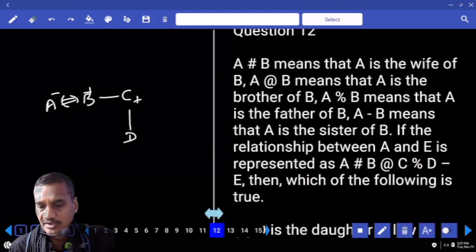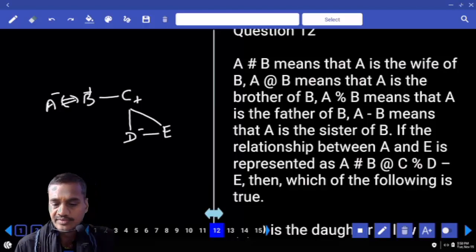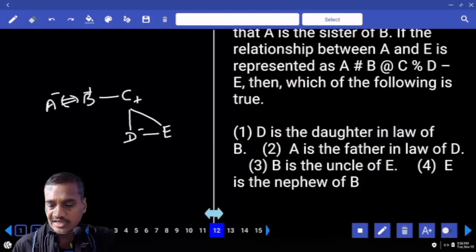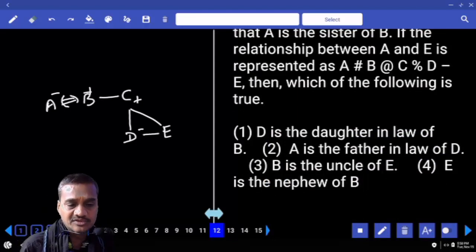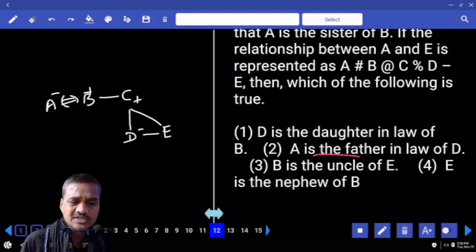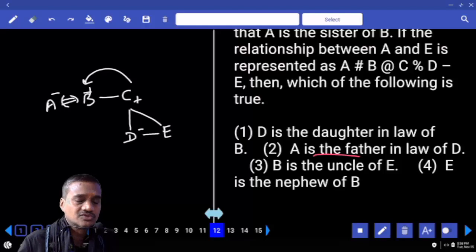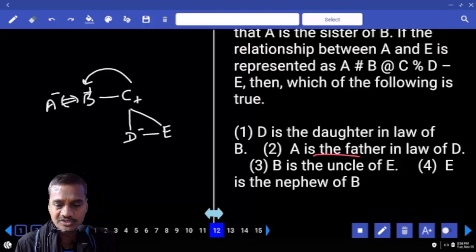D minus C stands for D is the sister of E. Now the question is, which of the following is true? D is the daughter-in-law of B? B is the brother's daughter, that means sibling's daughter is niece. Hence one is false. Second, A is the father-in-law of D? No, that is false. B is the uncle of E. E's father is C, father's brother is uncle. Choice 3, question number 12.